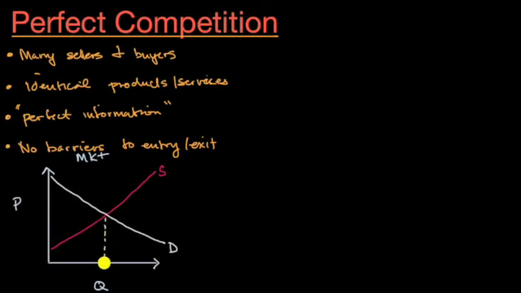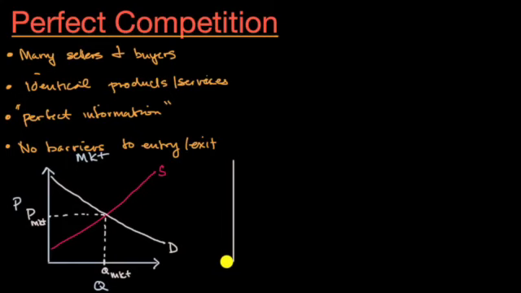So this right over here would be the equilibrium quantity for the market. And this right over here would be the equilibrium price for the market. Now, how would this affect the decisions for the firm in perfect competition? Well, let's draw a similar analysis, but now at the firm level.